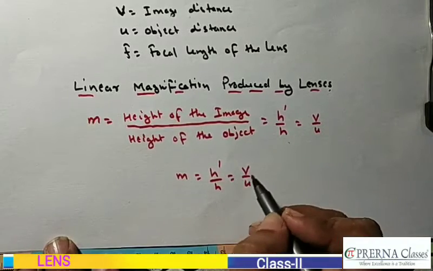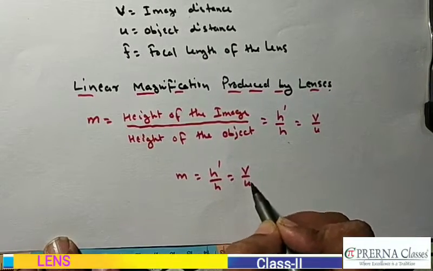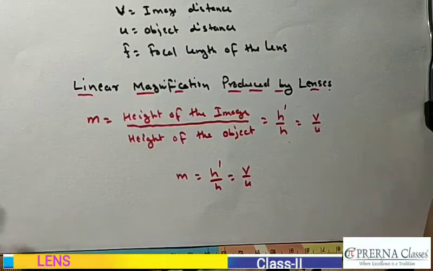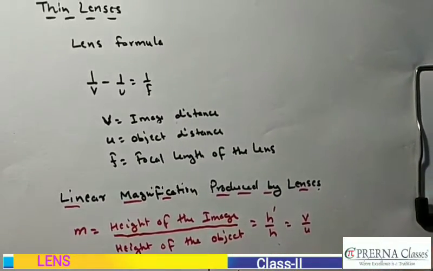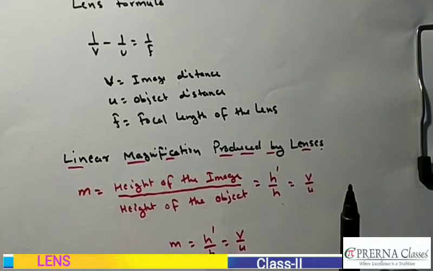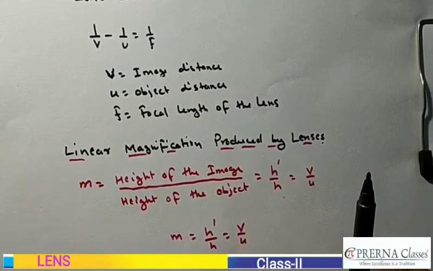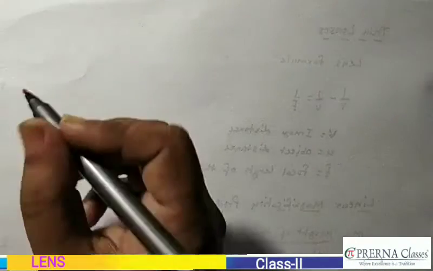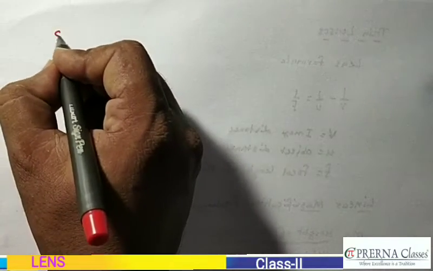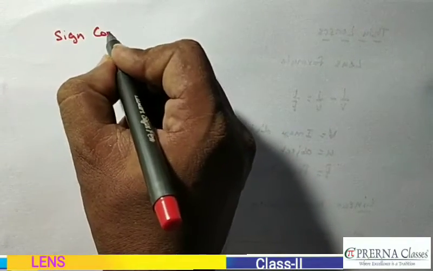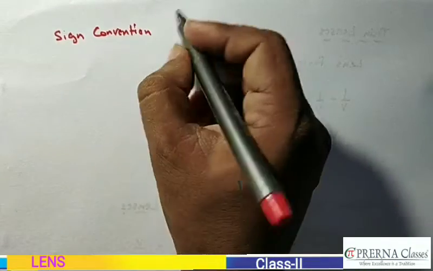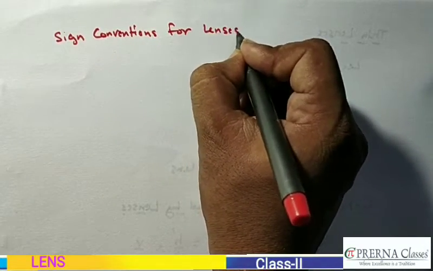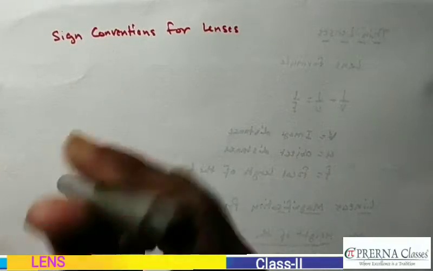v is the image distance from the optical center, and u is the object distance from the optical center of the lens. Remember, whenever we use these formulas, we use a certain sign convention. Okay? Now we will see the sign convention which we will use, the sign convention for lenses.